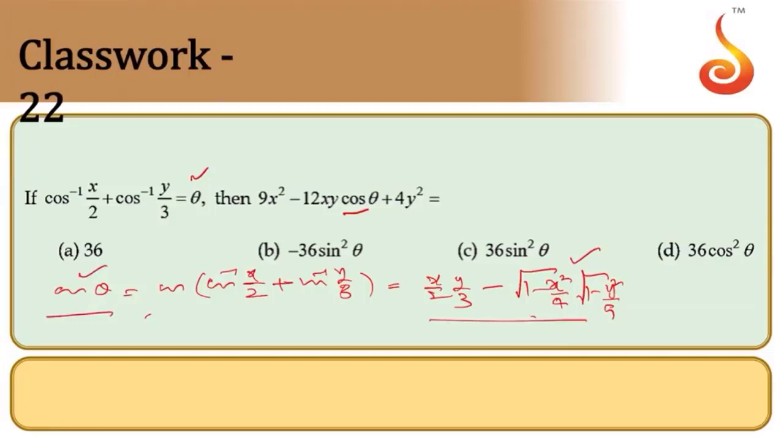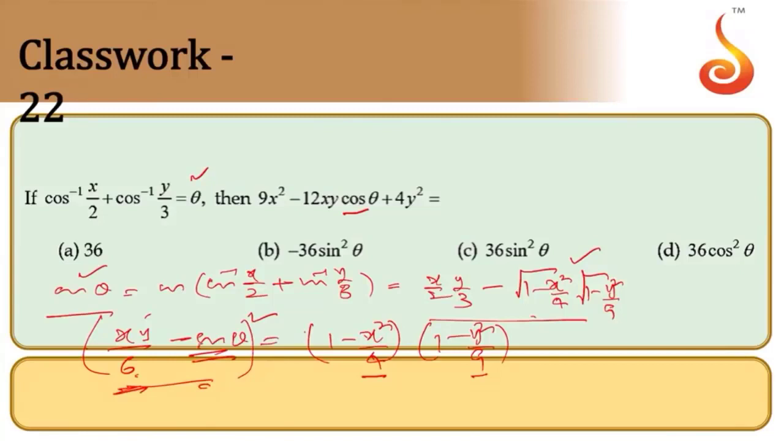This is cos theta. When you interchange the position of this and this one, you can write xy divided by 6 minus cos theta, whole square, and that is equal to 1 minus x square by 4 multiplied by 1 minus y square by 9. And on simplifying this, you can see that 4 into 9, 36 will come. Here also 36 will come, and you'll be getting 36 x square.